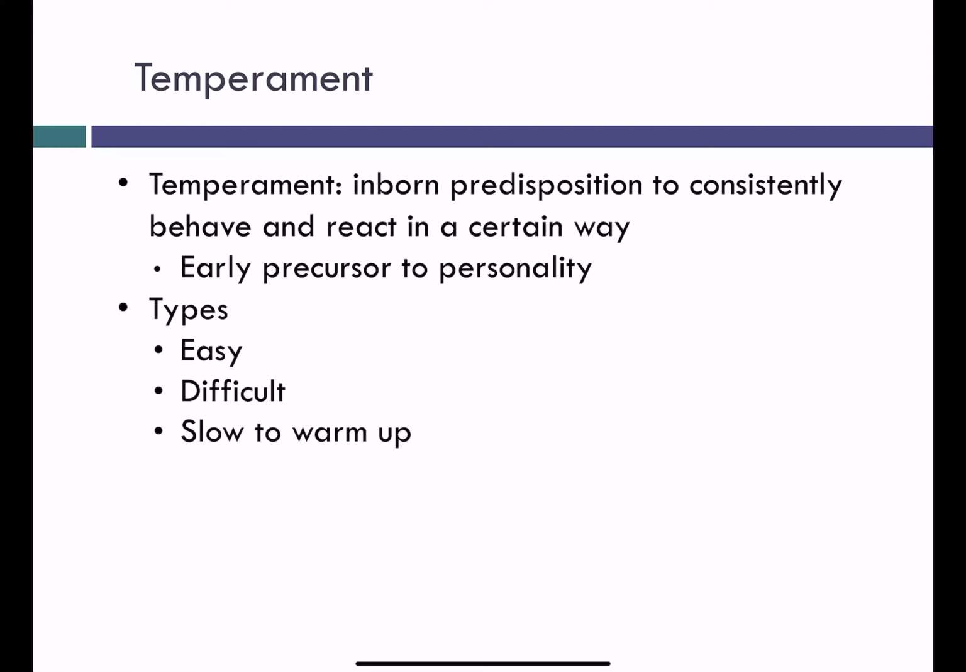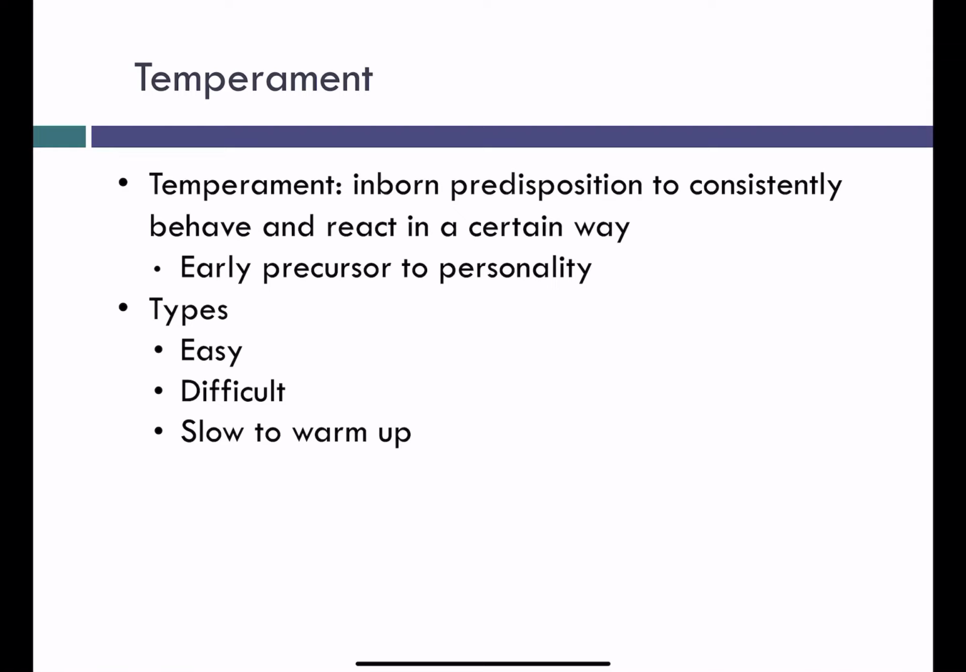Okay, so temperament has to do with biologically based characteristics that lead kids to act in a certain way. Some babies are calm and mellow and easy to soothe. Others are fussy and more challenging. And generally we have 3 types of temperament.